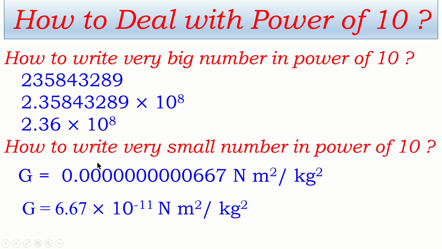The point has to be shifted to this place, means after one digit. 1, 2, 3, 4, 5, 6, 7, 8, 9, 10, 11 digits. When the point is shifted 11 digits right hand side, then we can write 10 to the power minus 11. If it was shifted to the left hand side, we have to write 10 to the power how many digits it is shifted. This is just the understanding about the expression of very big numbers and very small numbers in terms of power of 10. Let's use this knowledge.